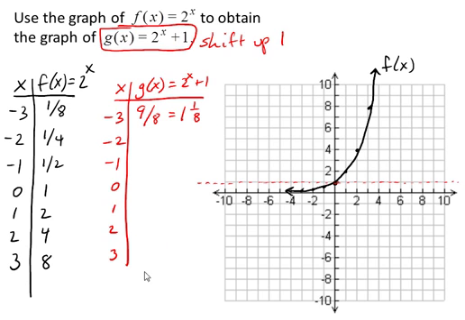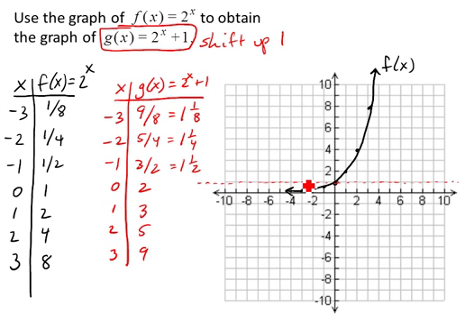And similarly, we can go through the rest of the values. Plug a -2 in for x, 2 to the -2 is 1/4 plus 1, that's 1 1/4, or 5/4. And so on down the line. Plug a 0 in for x, 2 to the 0 is 1, plus 1 is 2. And we get each of our new y-coordinates that we can go ahead and plot.